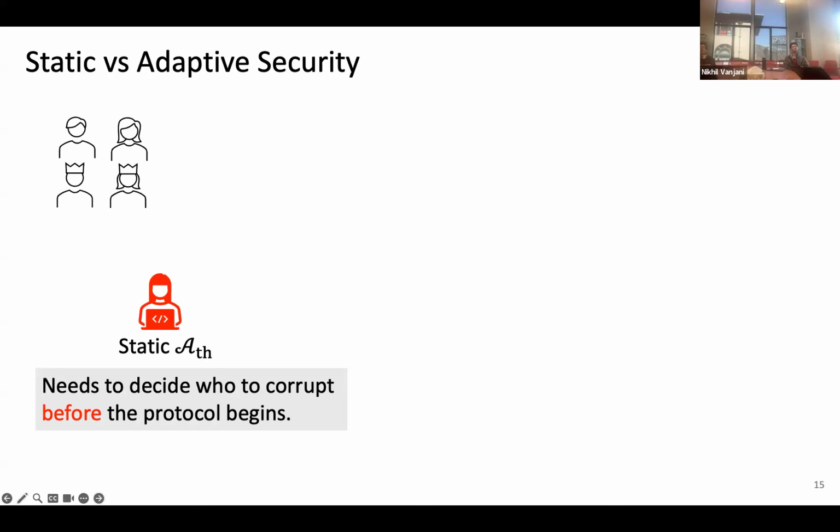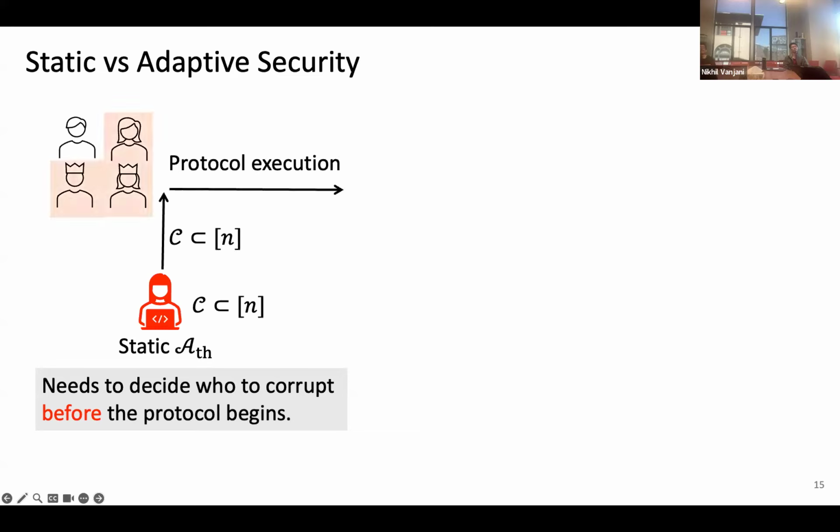Pictorially, if we have a set of parties, we need that the adversary decides who to corrupt, and only then can we execute the protocol. So these are called static adversary. This kind of restriction is pretty unnatural, I would say, especially when we are running in an internet-like setting.